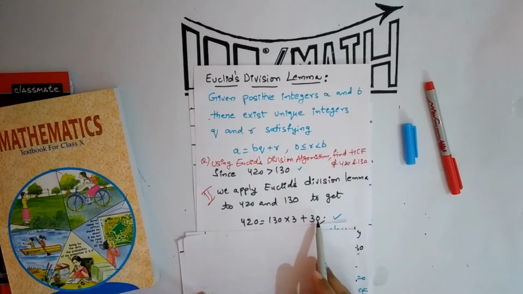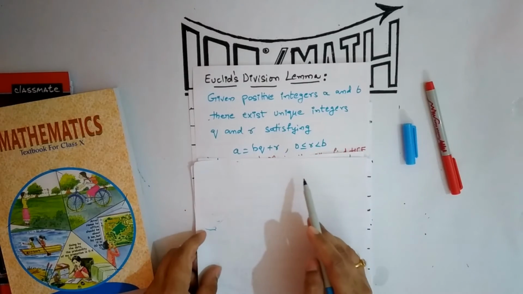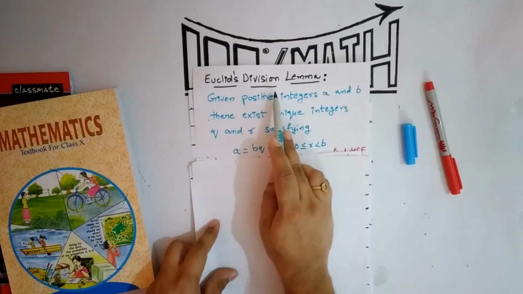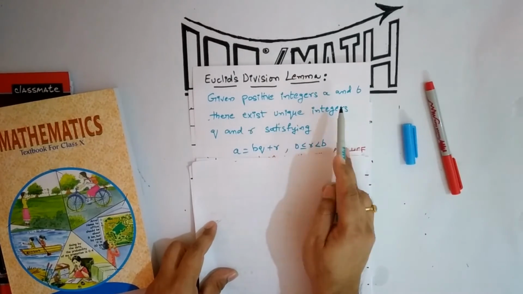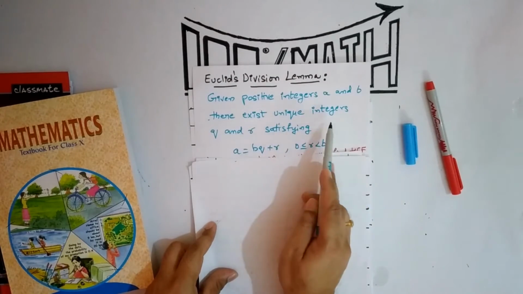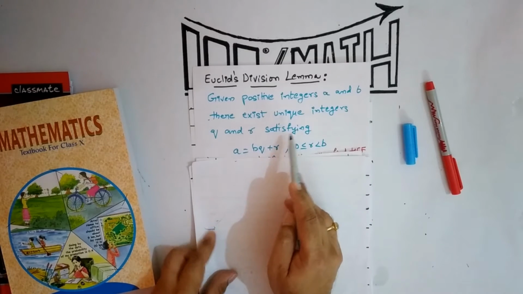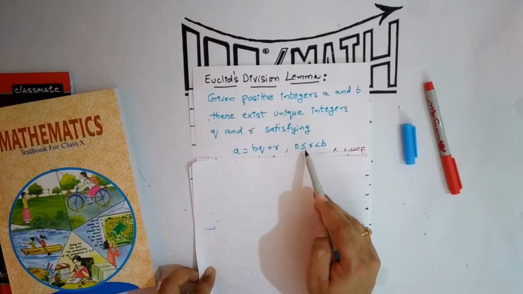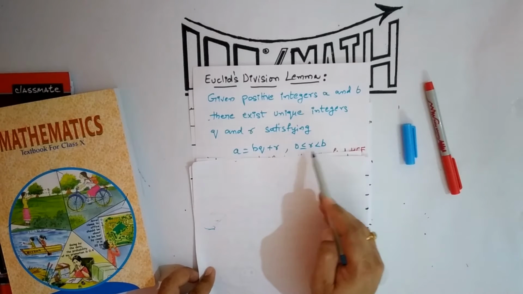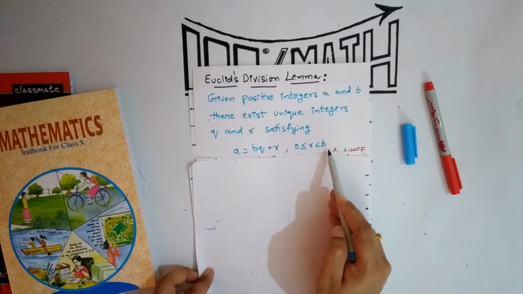How did we get this statement, and what is this statement? This statement is nothing but applying Euclid's division lemma. Yes, here you can check the formal statement of Euclid's division lemma. Given two positive integers a and b, there exist unique integers q and r satisfying a is equal to bq plus r, such that r is greater than or equal to 0 and r is less than b.